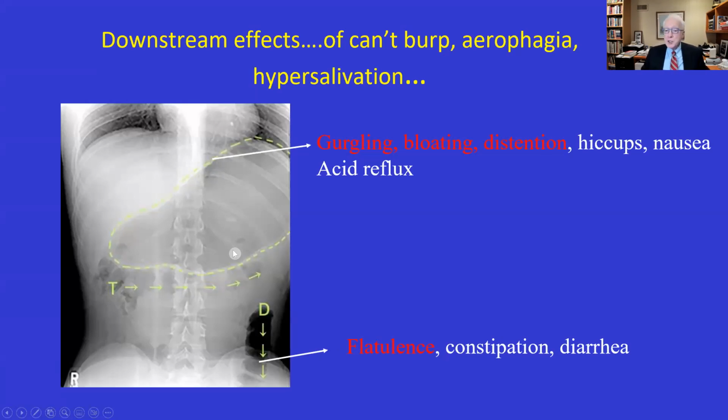We get damage to the lower esophageal sphincter because, of course, all that back pressure and constant pushing, trying to get air out against this block, causes damage to the lower esophageal sphincter. So there's a great amount of acid reflux in this group. And then here you see the very pictorial depiction of the flatulence that is extraordinary.